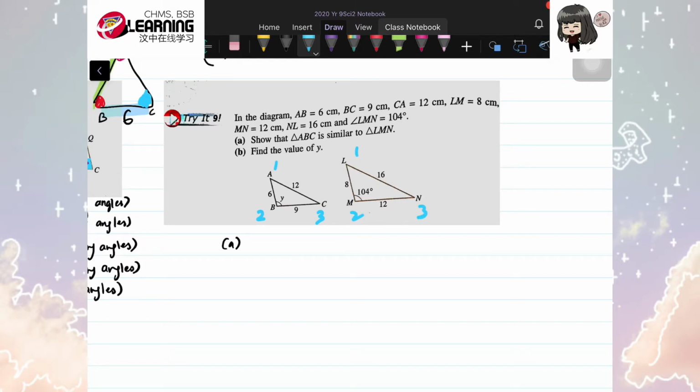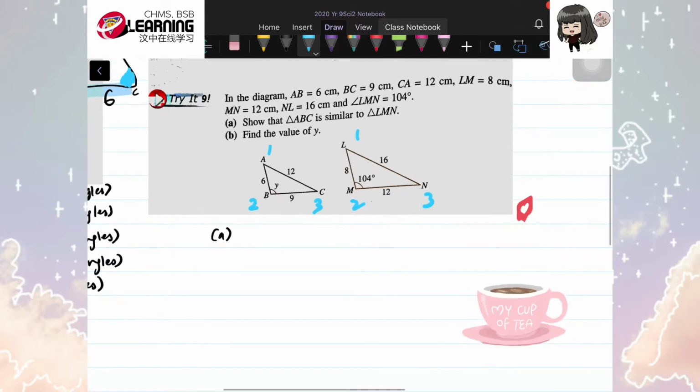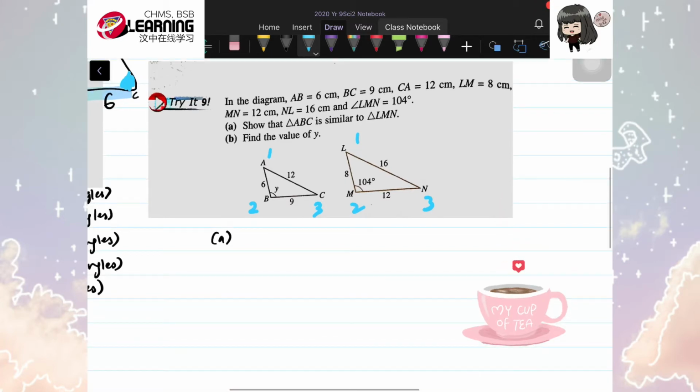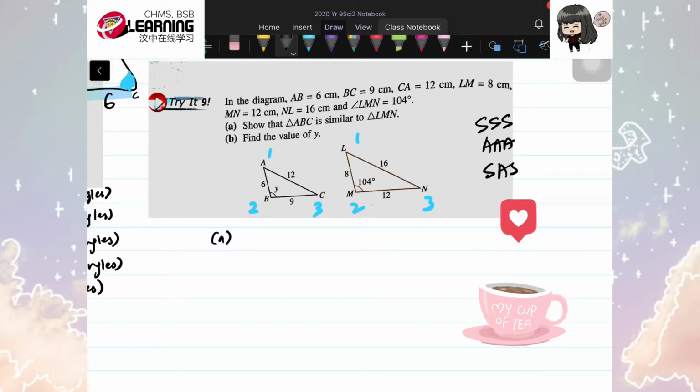So we need to check if the orientation is the same. If it's not the same, it means that the triangle is already flipped or maybe rotated. Since these two triangles can be nicely compared, we can do this easily. So let's compare now. Show how they are similar. If you remember, the test for similarity is either side, side, side, or angle, angle, angle, or side, angle, side.